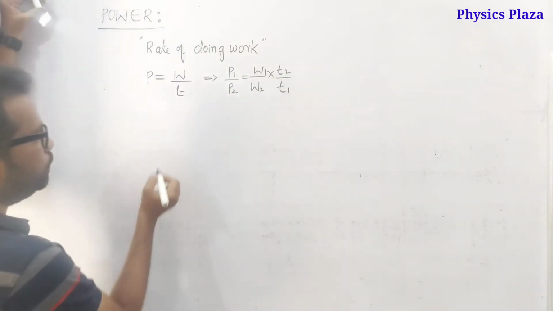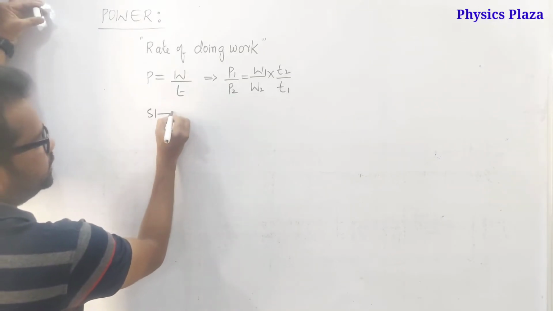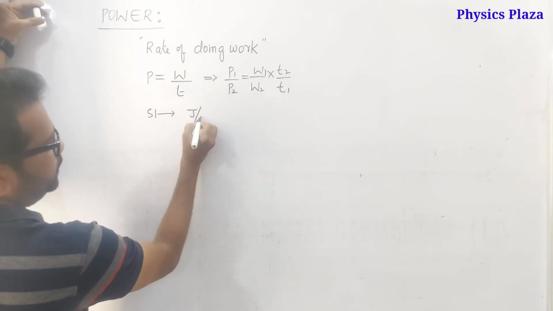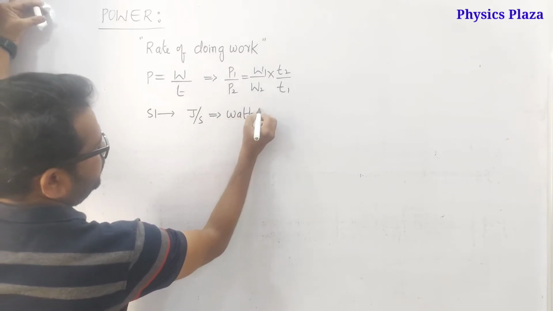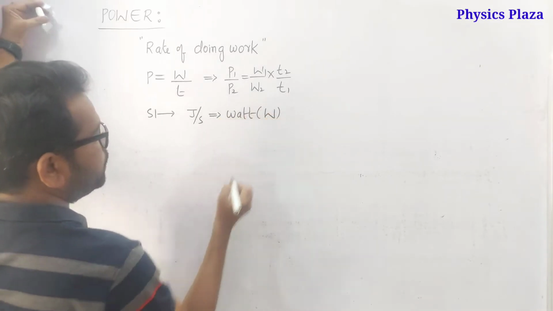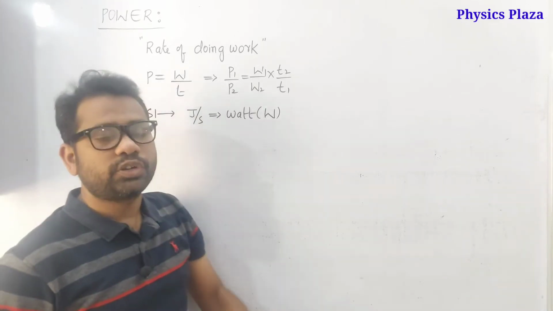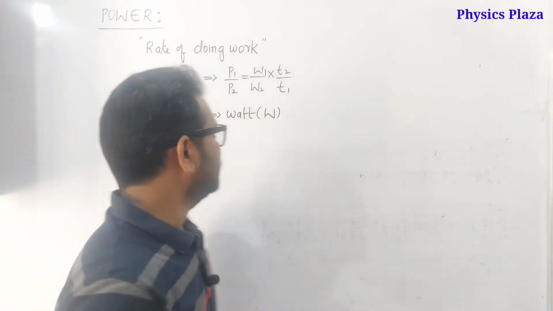Okay, now look here, its SI unit is joule per second. This joule per second we can call the watt, W-A-T-T. The symbol can be a capital, but whenever we are writing the full name of the unit, children, the first letter must be a small letter only.